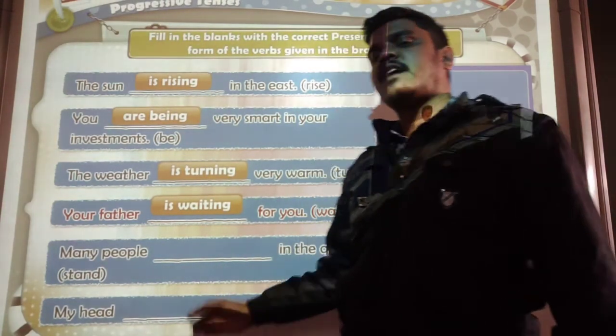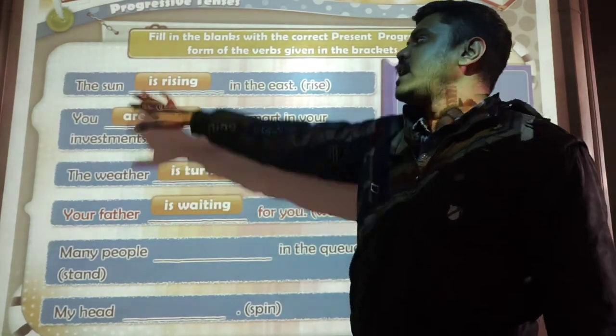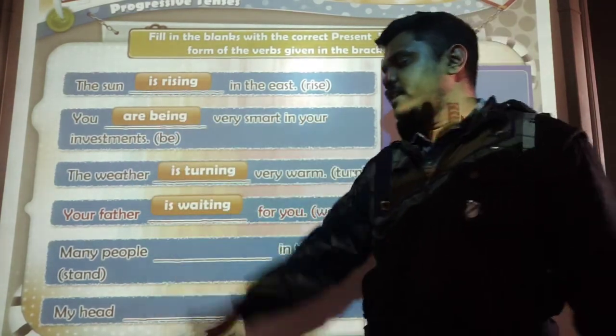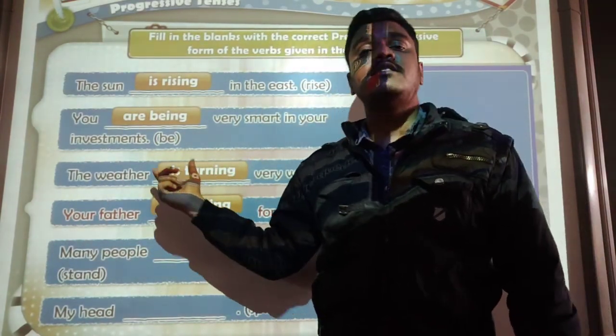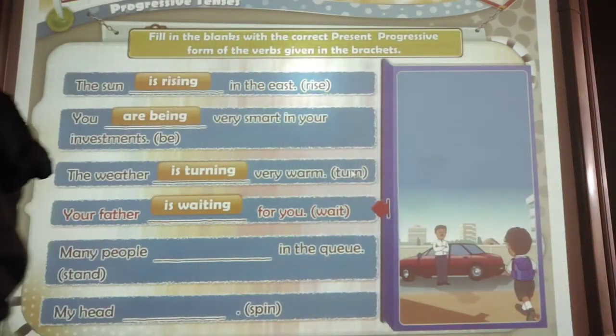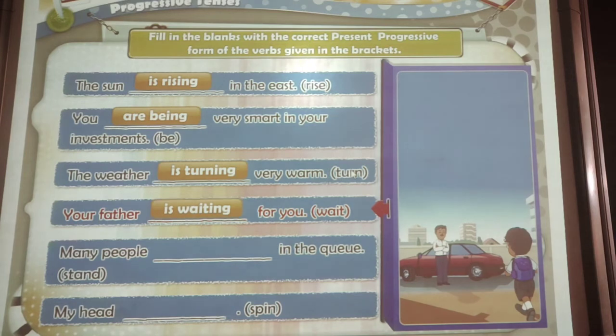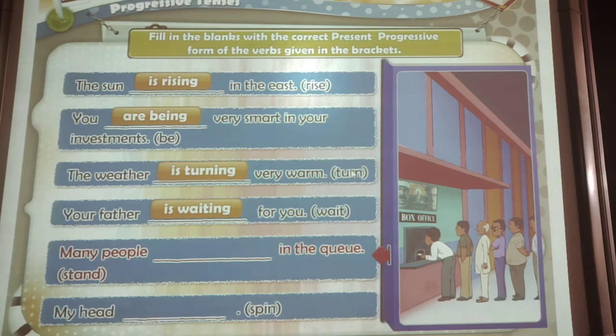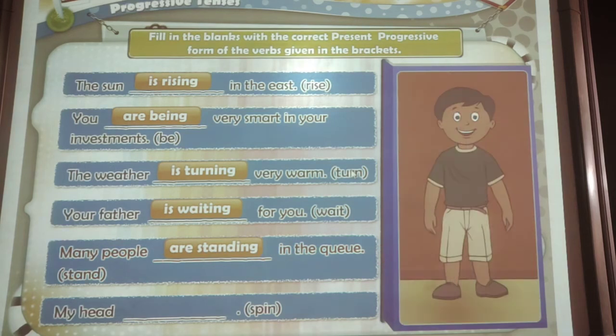While understanding this example, you came across these important words: is rising, are being, is turning, and is waiting. These are the important words. Make a note and write down each and everything that is required for the example. Continue. Is waiting for you. Many people dash in the queue. Stand. Many people are standing in the queue. My head dash. Spin. My head is spinning.